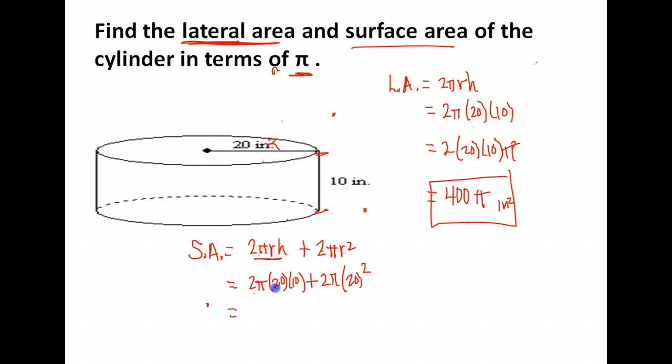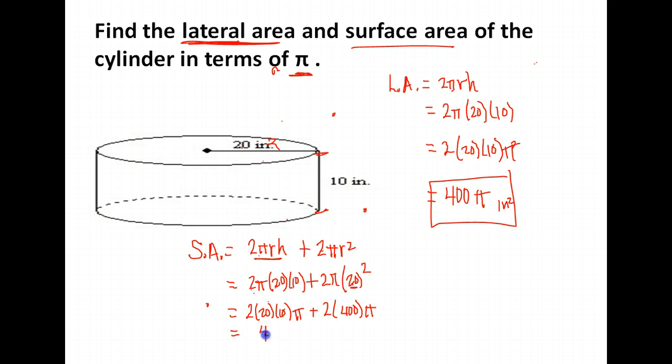So again, this one, 2 times 20 times 10. I'm going to move the pi to the end of each part, because it wants it in terms of pi, which means we're not multiplying by pi. We're just going to leave it in our answer. And I'm going to go ahead and do 20 squared. 20 squared means 20 times 20, which is 400 pi.